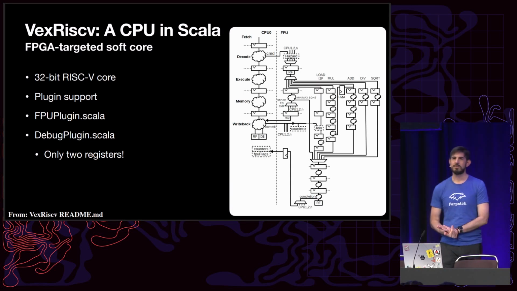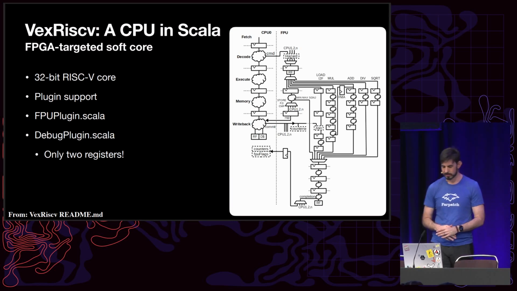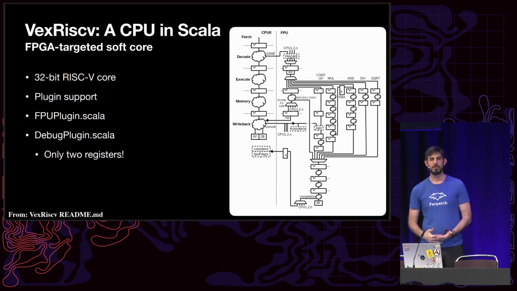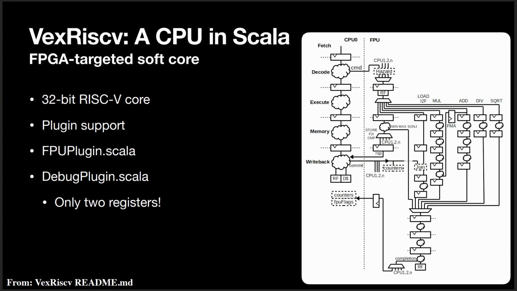The VexRiscv is a CPU that's written in Scala, and it's designed to be put in FPGAs, but it's also been used in some silicon projects. It's a 32-bit RISC-V core, but the most important thing is it has plugin support, and you can see an image on there. This is the plugin for the FPU. Plugins can do a lot in this CPU, from adding custom instructions to adding entire pipelines to the CPU.